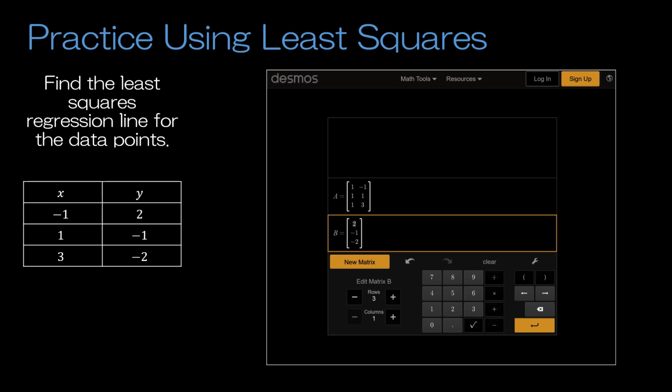Let's do just one more question. I would like you to try this one on your own. Feel free to use Desmos for everything. When you are ready, press play to see how you did.